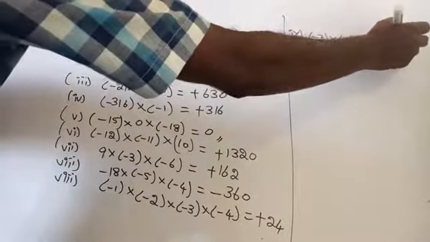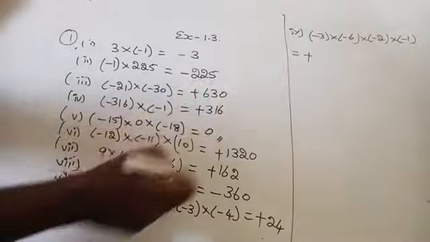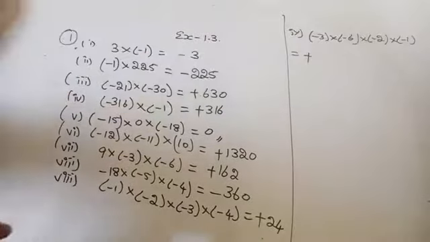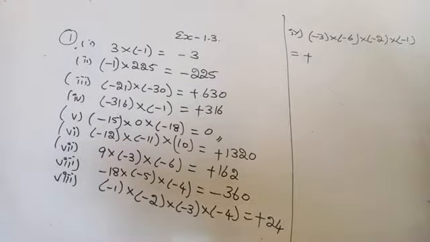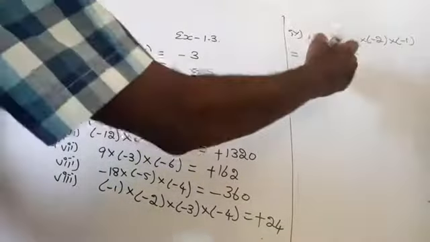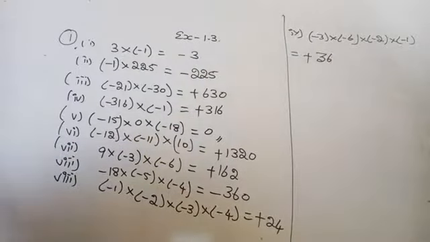Here we are multiplying the negative integer an even number of times. Therefore, the result is positive because how many times? 4 times. 4 is an even number. So, the result is positive. 6 3s are 18. 18 2s are 36. So, the product is what? 36.